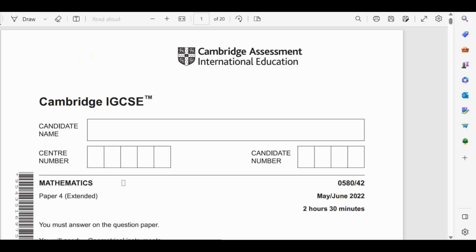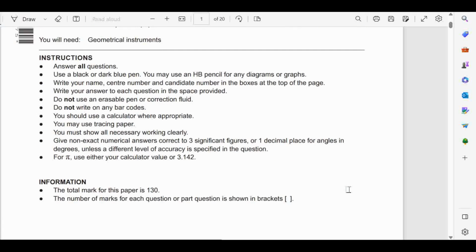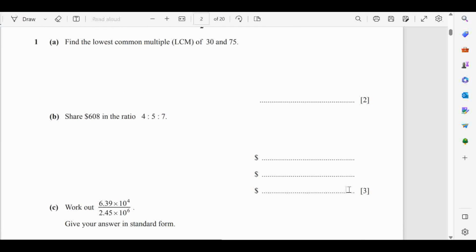Hello everyone. Today we are going to discuss IGCSE paper 4 extended of May-June 2022. So these are the instructions we have to follow. Let's move to question number 1.